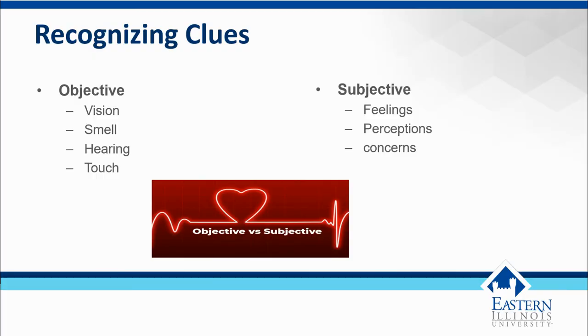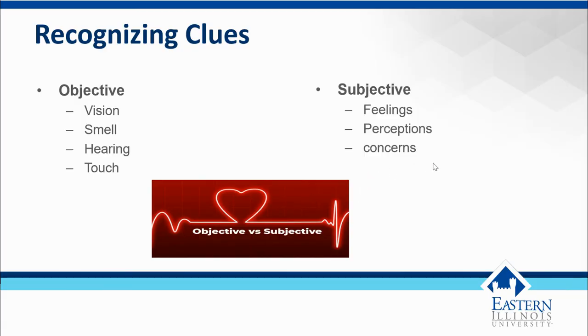But objective: vision, smell, hearing, touch. So what we see when we walk in the room. You can walk in a room with a patient and notice a smell. Okay, that's objective data. That'd be something that we observed ourselves. And then subjective is what the patient states, what they feel, their perceptions, their concerns. Those are subjective.